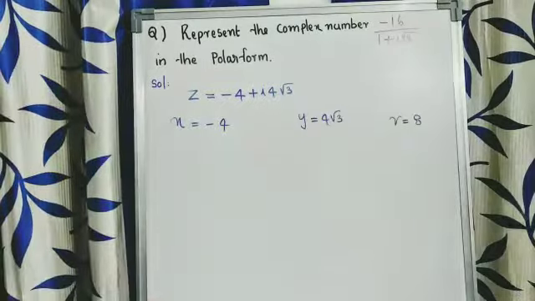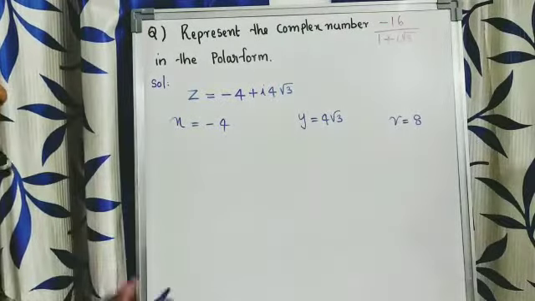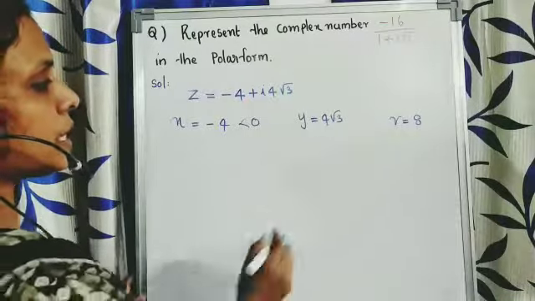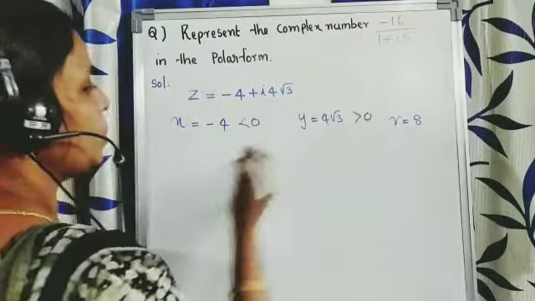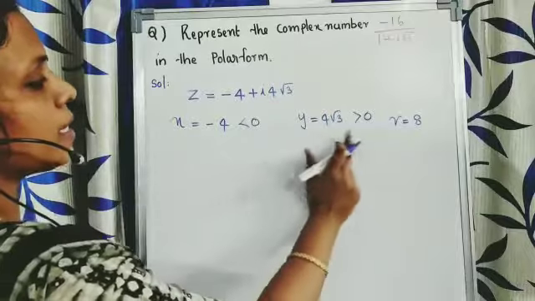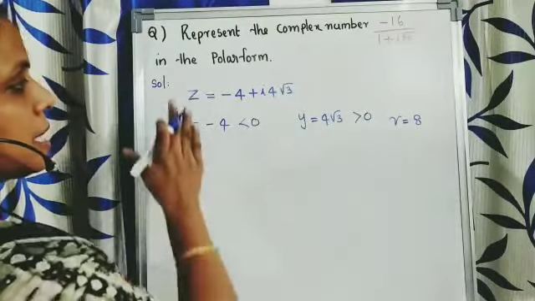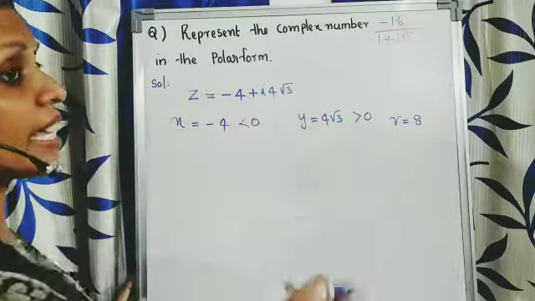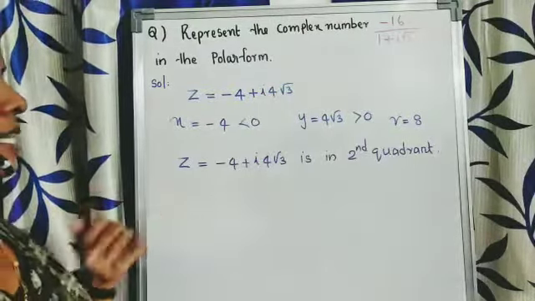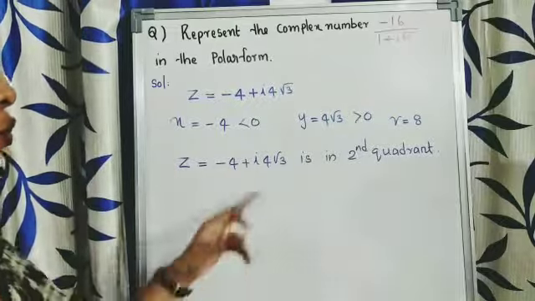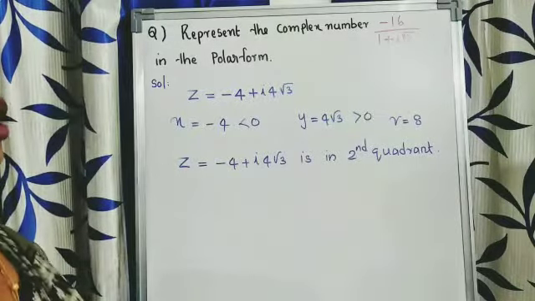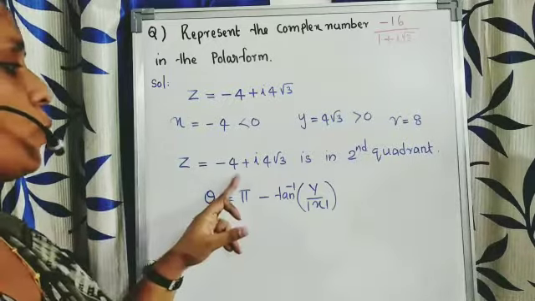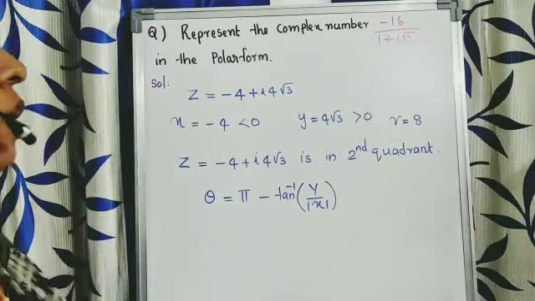Clear? Here x is equal to -4, that means x is less than 0, and y is equal to 4√3, that means it is greater than 0. Here x is less than 0 and y is greater than 0. That means z = -4 + i·4√3 is in the second quadrant. Therefore, z = -4 + i·4√3 is in the second quadrant.